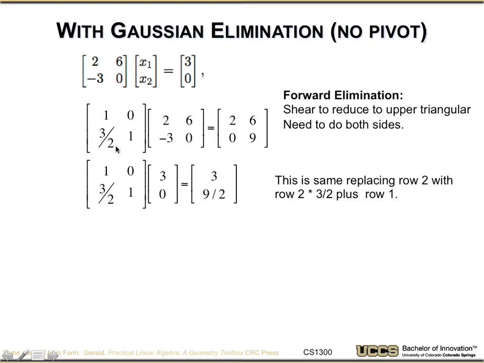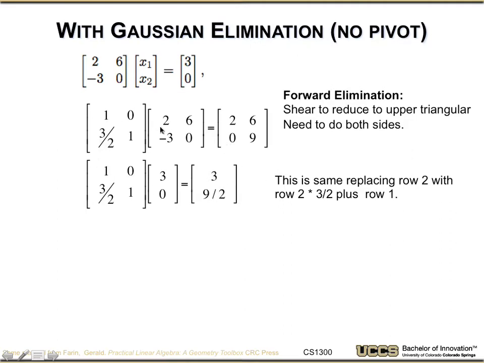The 3/2 comes because we're going to take minus the value we're trying to annihilate divided by the item that we're going to leave there. So we take minus minus 3, gives us 3 divided by 2. And when we multiply that by the upper matrix, we get 2, 6, 0, 9. But we have to remember we're going to multiply both sides by our shear matrix. So on the right-hand side, our new vector becomes 3 and 9/2.